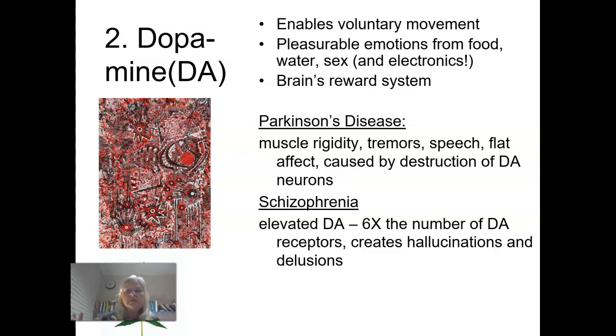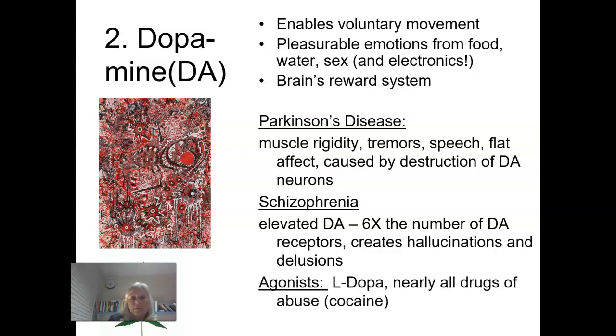But this disease is noted by the number of dopamine receptors being 6 times what someone would normally have. And we believe it's because of this that an individual has hallucinations or delusions that come with schizophrenia. So delusions are like believing that something is there that's not there. Oftentimes it's paranoia. And hallucination is actually like seeing something that's not there.